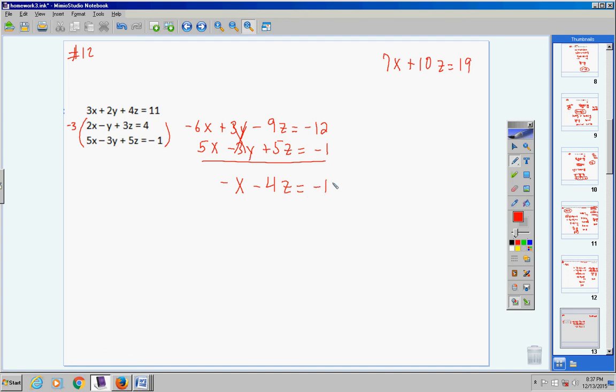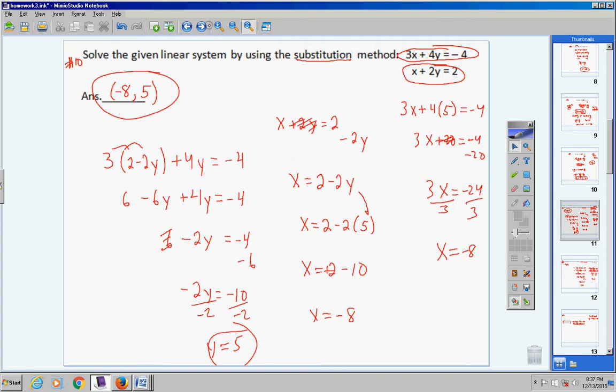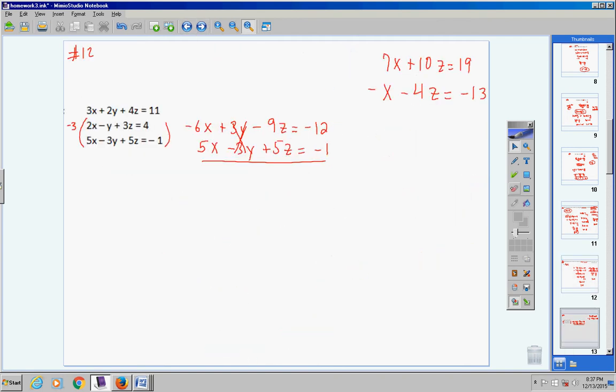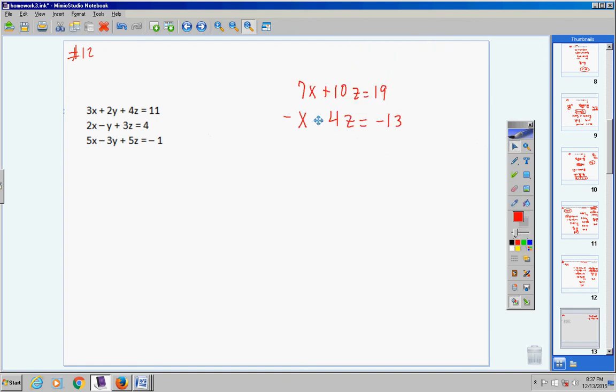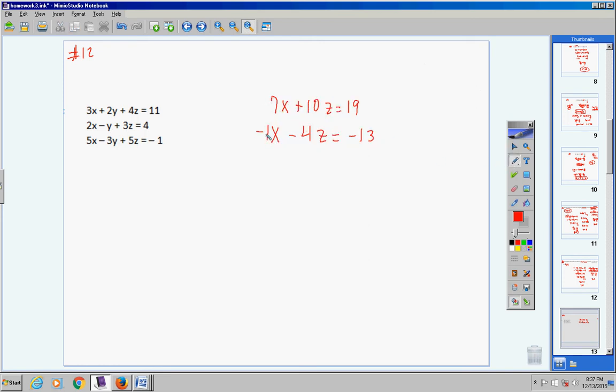Now students, look what you've accomplished. You have 2 equations now that have x's and z's. We know how to solve this system right here. We did that back here and back here. So we can now use substitution or linear combination on these 2 equations. That's totally up to you. I think I'm going to use linear combination. I see that I have a 7 right here and a negative 1 here. So if I multiply this equation here by 7, that'll give me a negative 7 there.